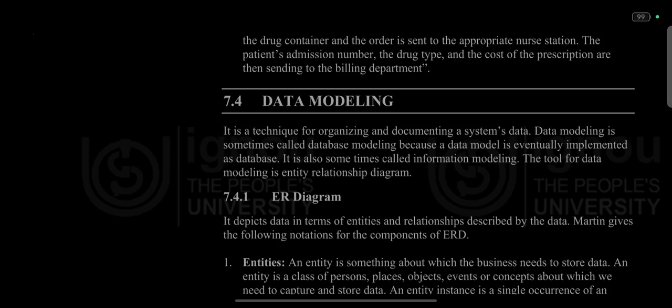So hello everybody, today we are going to see section 7.4, which is called data modeling. Let us see what is written here. Data modeling is a technique for organizing and documenting a system's data. Data modeling is sometimes called database modeling because a data model is eventually implemented as a database. It is also sometimes called information modeling. The tool for data modeling is the Entity Relationship Diagram.